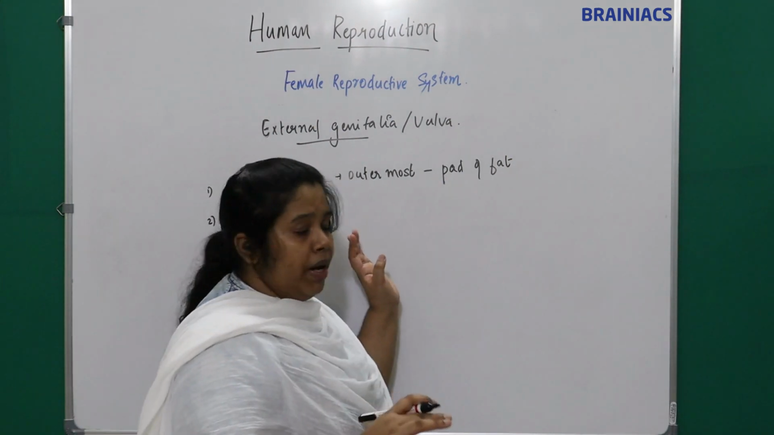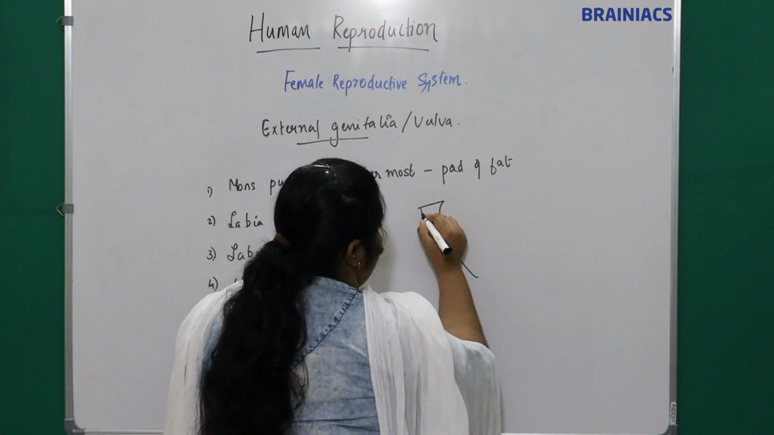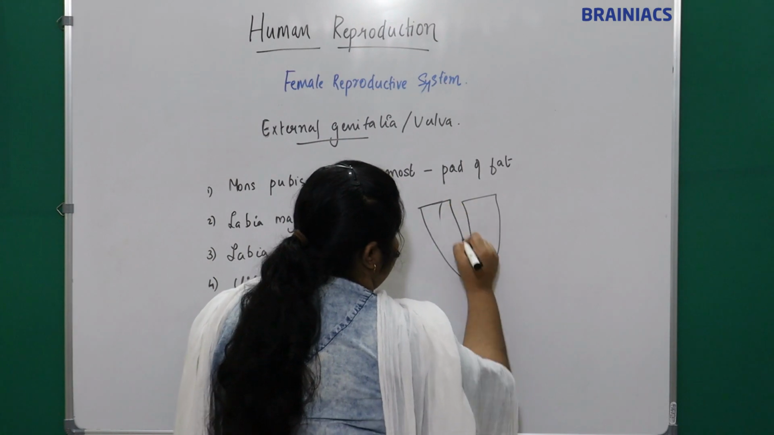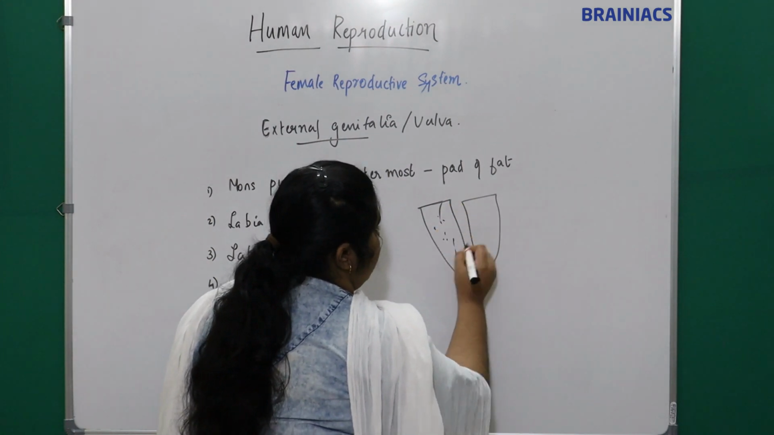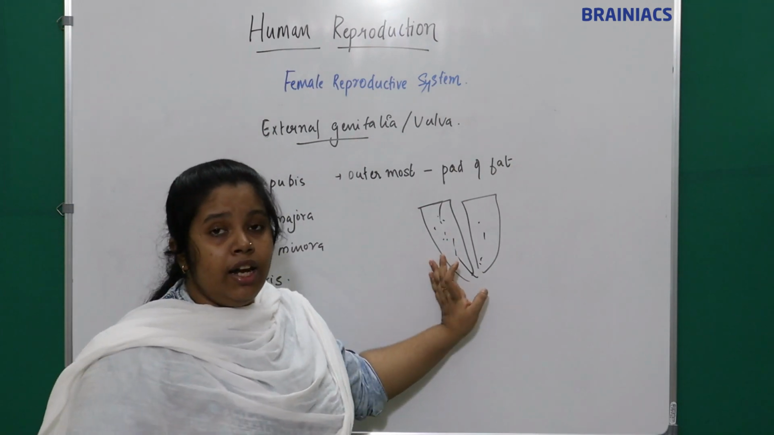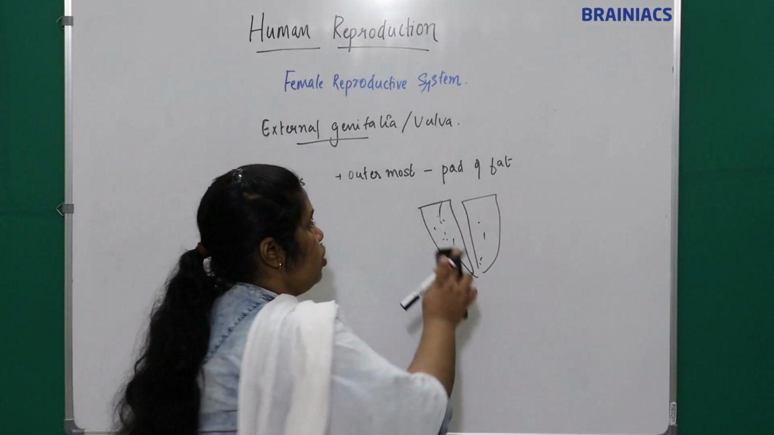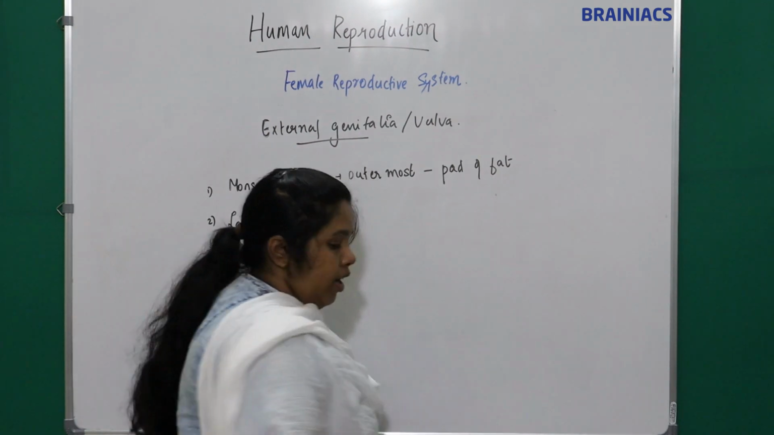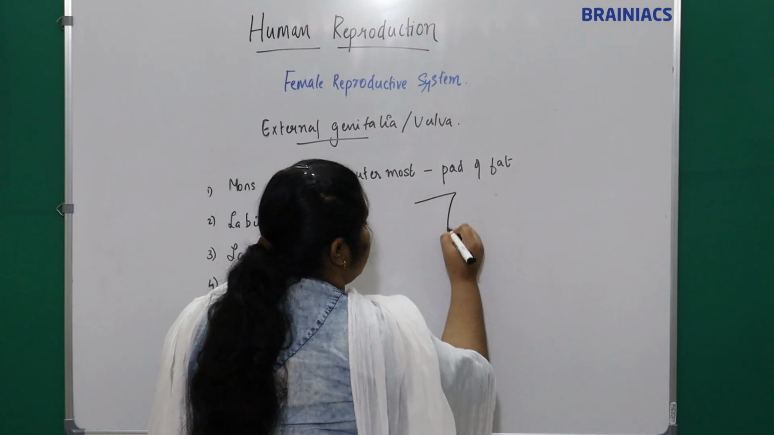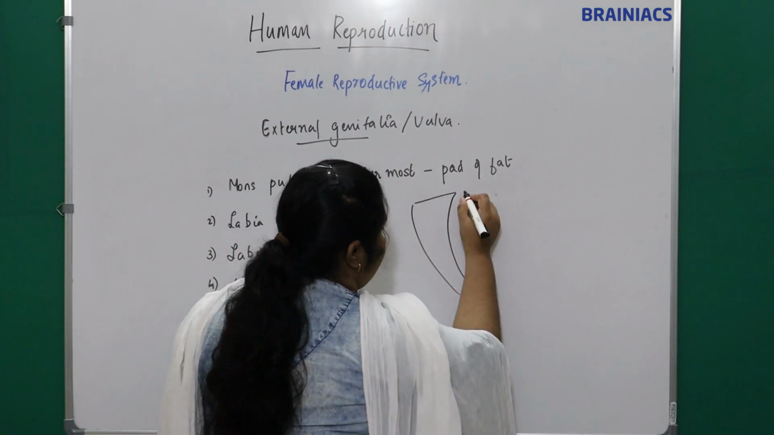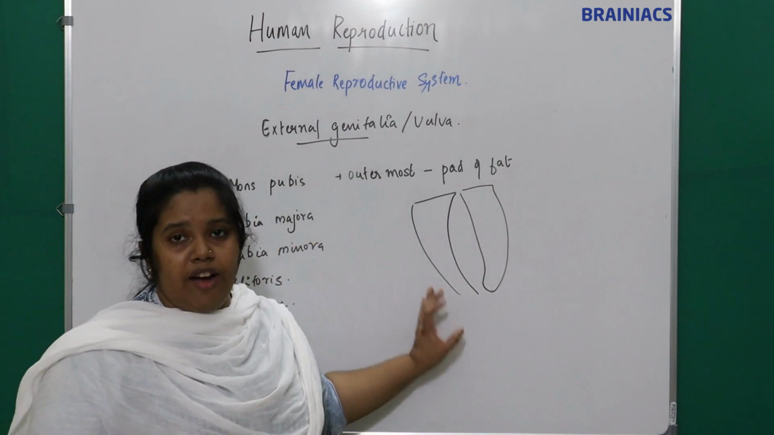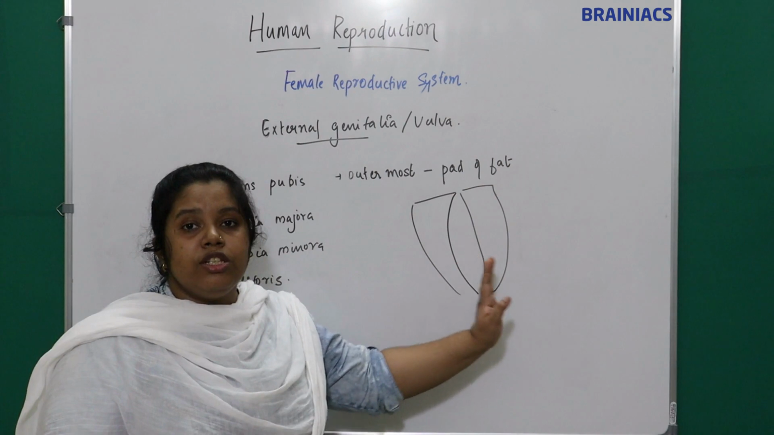This is the mons pubis, which is covered by skin and pubic hairs, and it is made up of fat tissue, or a pad of fat. Now inside the mons pubis we have a fleshy fold, which covers the vaginal opening.